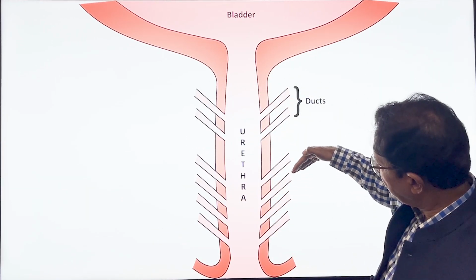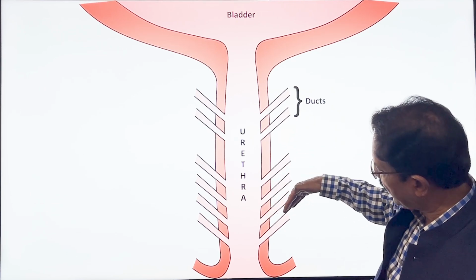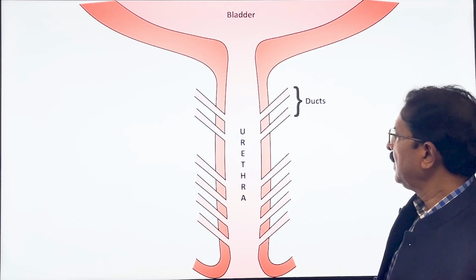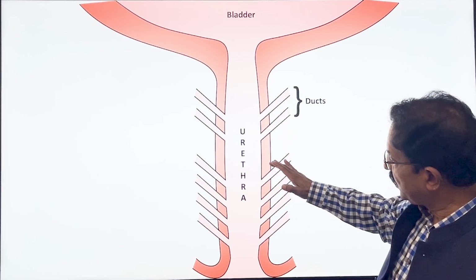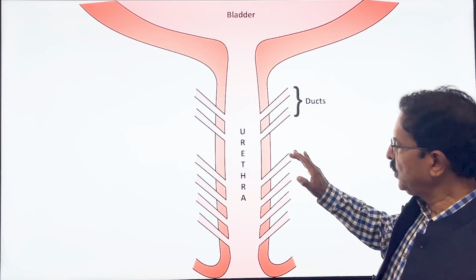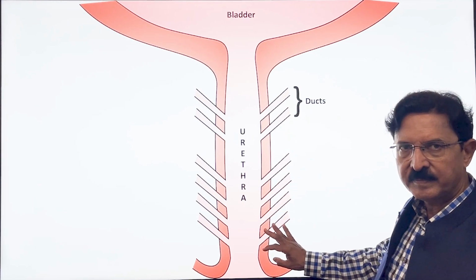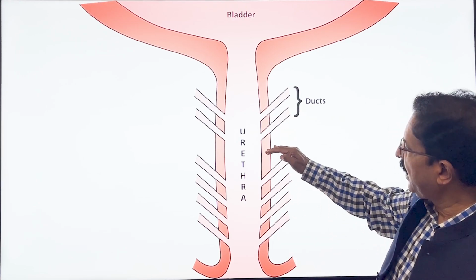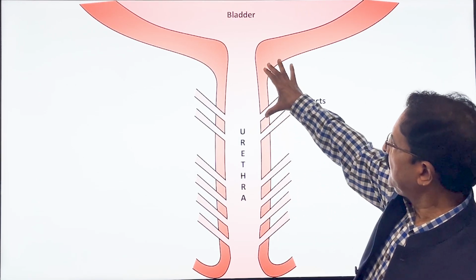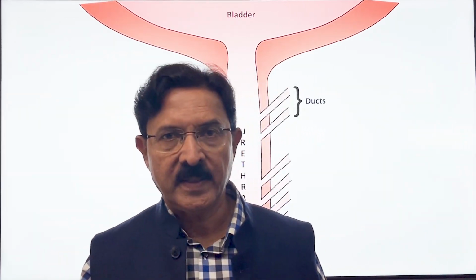They traverse downwards. They are opening in the urethra in an oblique fashion, number one. And the distal urethra, the distal half or distal two-third of the urethra has maximum number of ducts opening in them. As you go higher and higher, these ducts become scanty, and in the proximal one-third of urethra, there are no ducts opening.